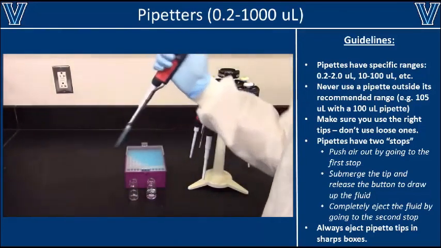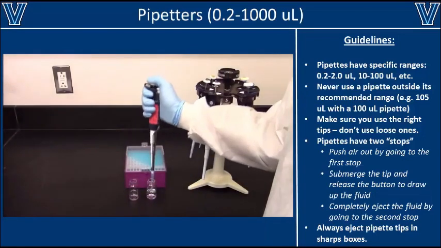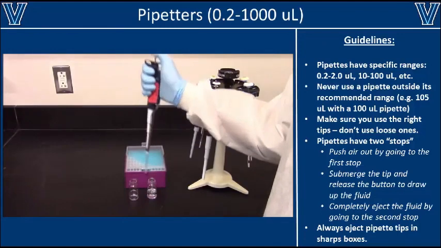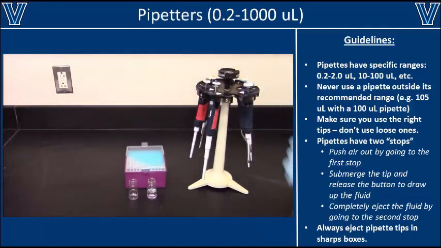When transferring a sample, begin by pushing the plunger down to the first stop to eject all of the air. Then submerge the tip and release the plunger. As you eject the sample, push all the way to the second stop to make sure that all the liquid leaves the tip.